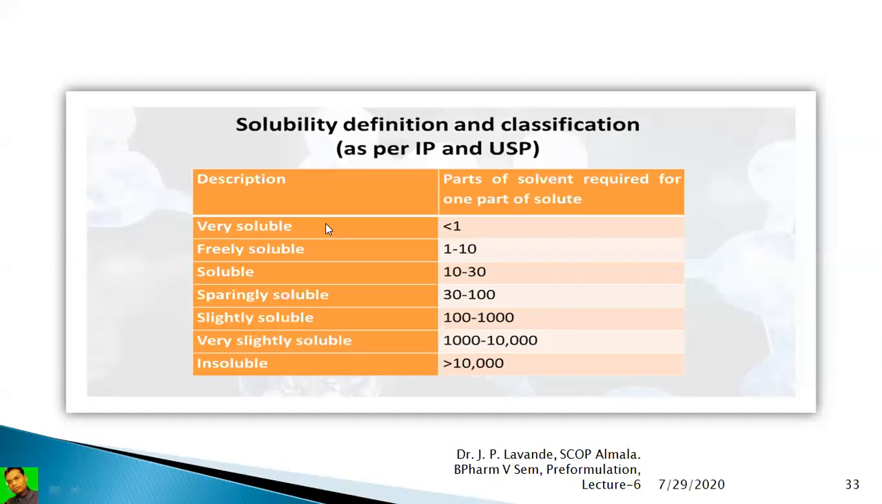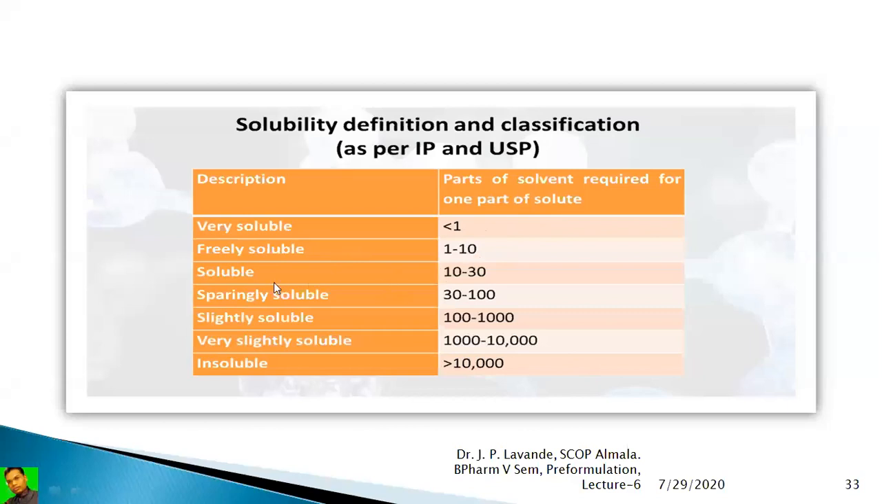So very soluble means that, for example, if you are taking one part of API, one part of drug, in order to dissolve that one part of drug, how many parts of solvent are required? So that number is here, right? When it is said that it is very soluble, it means in order to dissolve one part of solute, we require less than one part of solvent. Is it clear? The same case is applicable to all these. Whenever it is freely soluble, that means in order to dissolve one part of solute, we require around 1 to 10 parts of solvent.